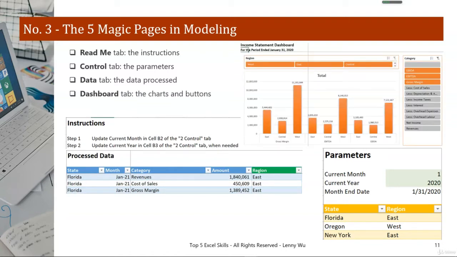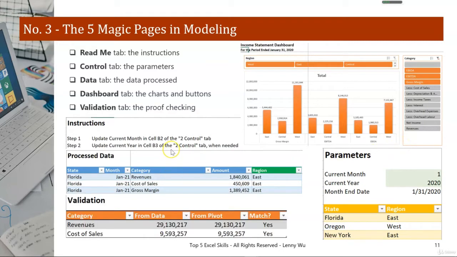Fourth, the Dashboard tab. This is where you include the pivot table, pivot charts, and slicers all in one place. Lastly, the Validation tab. For a model to be correct, it has to include this proof checking tab, for the users, rather than the designer, to understand if there are any errors in their formulas or the reports. This tab is very crucial.